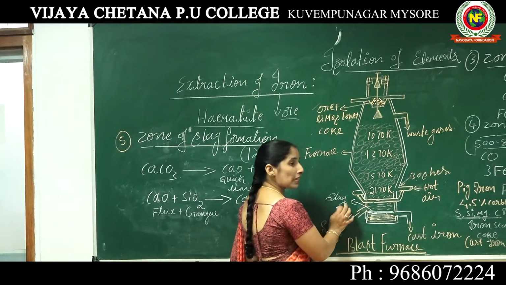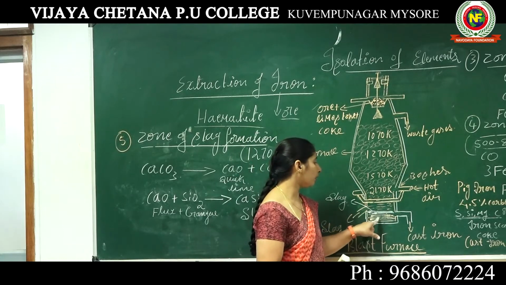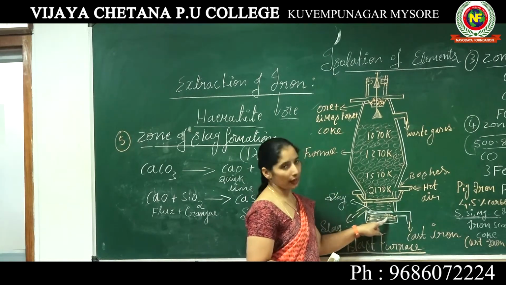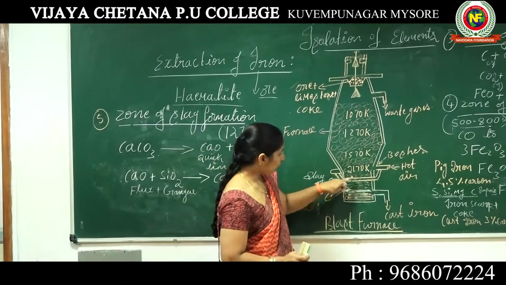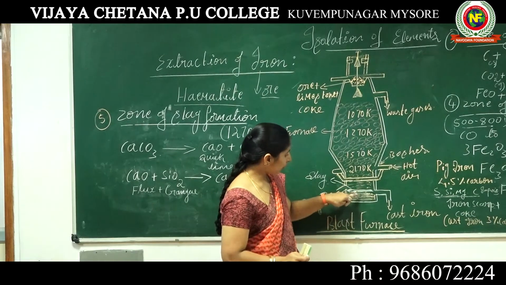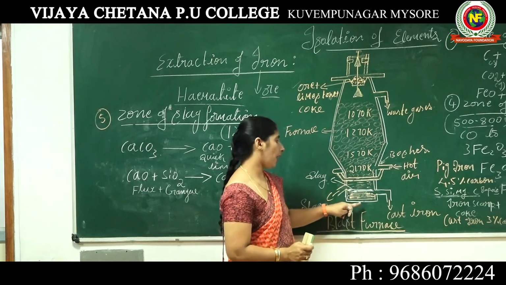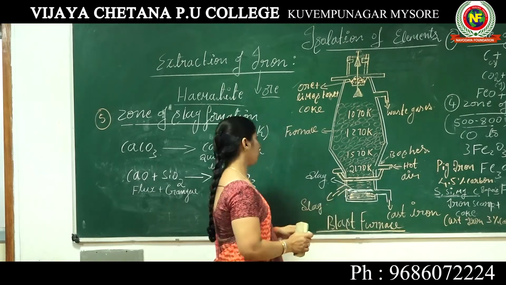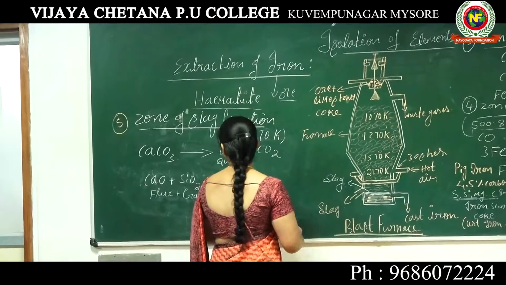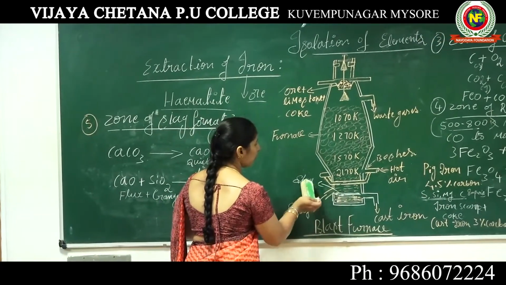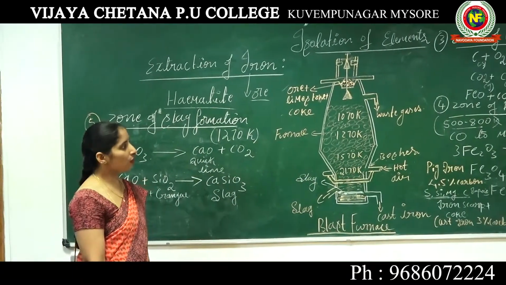Also, this slag will prevent the further oxidation of the iron. It prevents oxidation of what? Iron. Since it is deposited or settled at the bottom of the furnace above the molten iron, it prevents the oxidation of the iron. So this is the zone of slag formation, the fifth one, where the slag forms at 1270 Kelvin.